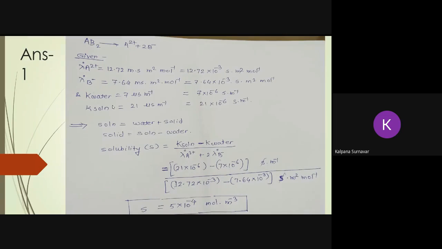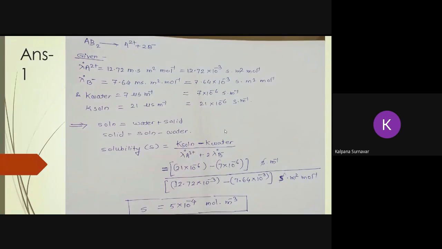Now these are the given values, and now the solution. The solution contains what? Water plus solid. And how to find the solid amount? It is obviously the solution minus the water content. So instead of K solid, we can put K solution minus K water in the equation of solubility. I have written the equation of solubility here: solubility is equal to K solution minus K water.